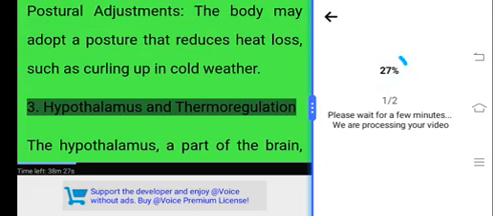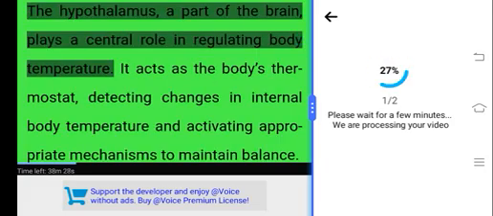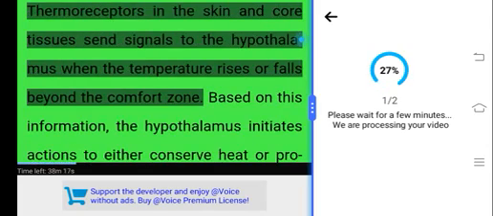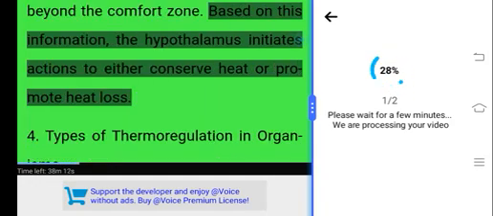3. Hypothalamus and thermoregulation. The hypothalamus, a part of the brain, plays a central role in regulating body temperature. It acts as the body's thermostat, detecting changes in internal body temperature and activating appropriate mechanisms to maintain balance. Thermoreceptors in the skin and core tissue send signals to the hypothalamus when the temperature rises or falls beyond the comfort zone. Based on this information, the hypothalamus initiates actions to either conserve heat or promote heat loss.